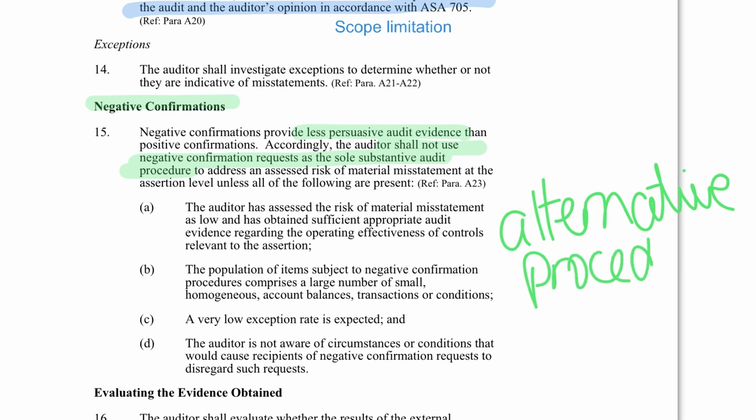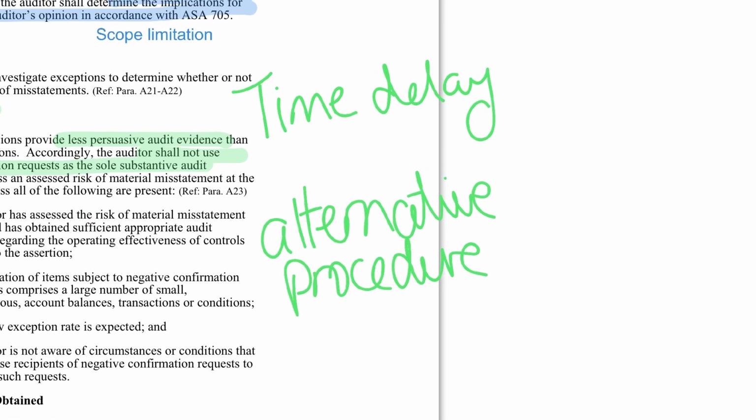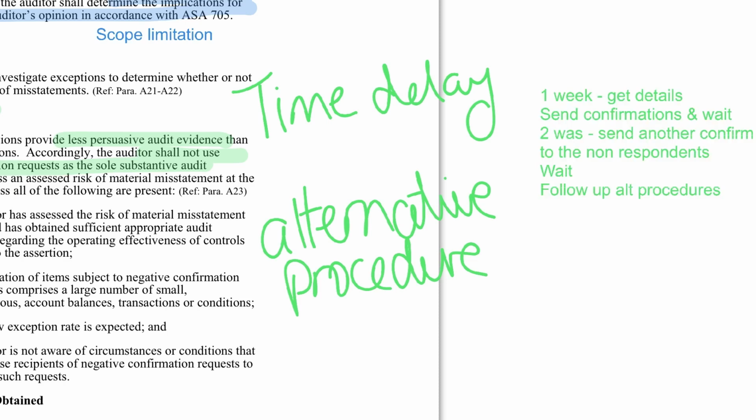All right. And realistically, this just creates a time delay. Negative confirmations or any sort of confirmation process does create a big time delay. You have to get the list of people that you want to send a confirmation to. Usually, it's going to take you, and let me make some more room here. Timeline usually works something like this. So you need probably 1 week to get the details, send the confirmations and wait.